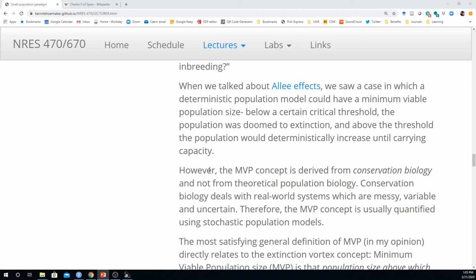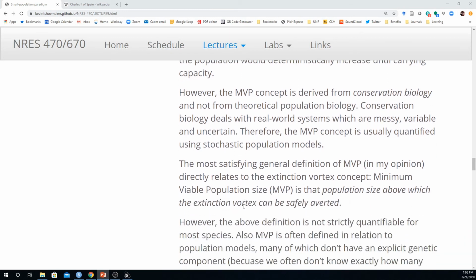But the key difference is that the minimum viable population concept is really an applied concept, and it comes directly from conservation biology, which is a very applied field. As conservation biologists, we deal with real-world systems, which are messy, variable, and uncertain. Therefore, the MVP is usually quantified by using stochastic population models, because we have so much uncertainty. We have to embrace that uncertainty, and we do that by using stochastic population models. And it's really only those models that can tell us what the minimum viable population really is.